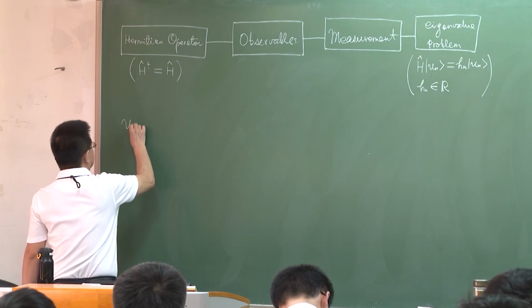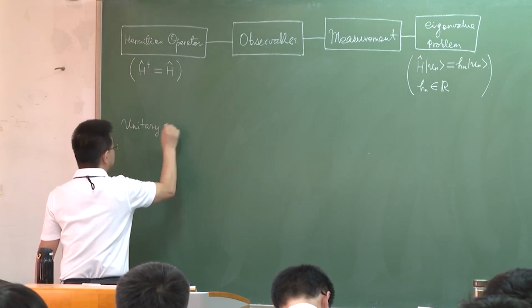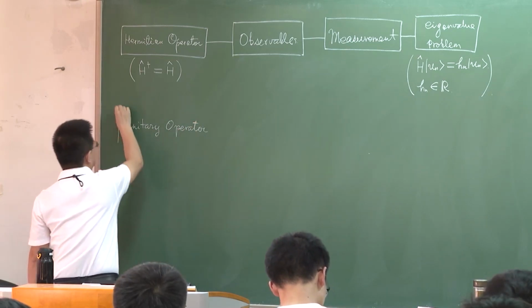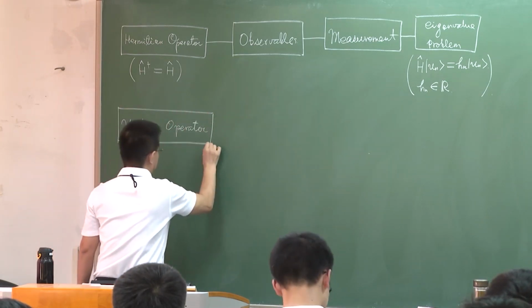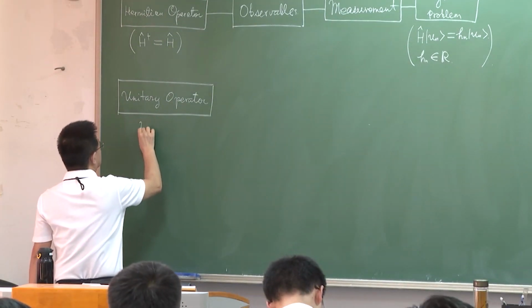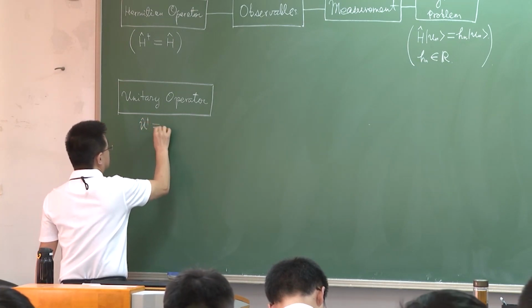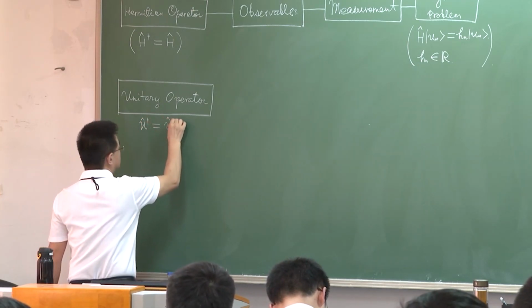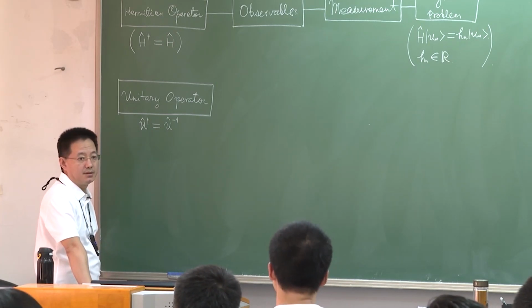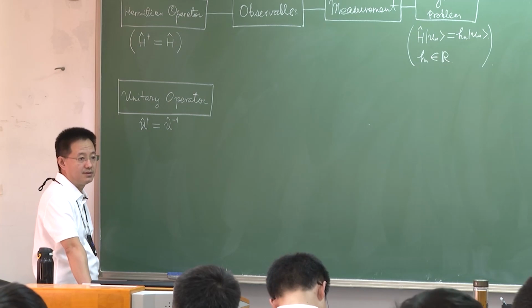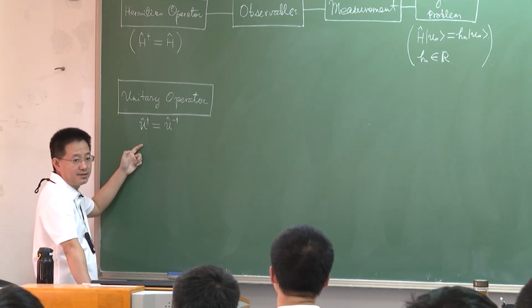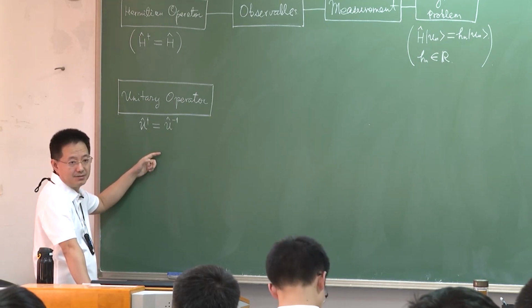And for the unitary operator, we have the unitary operators in quantum mechanics. It's like this: U dagger is equal to the inverse of the U operator. And correspondingly, or equivalently, U dagger U is equal to U U dagger is equal to identity, right?